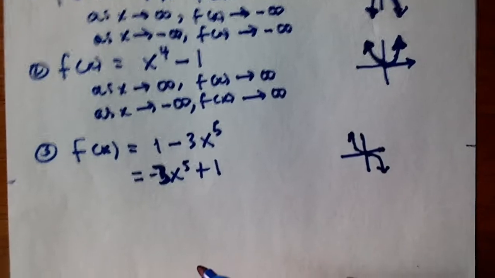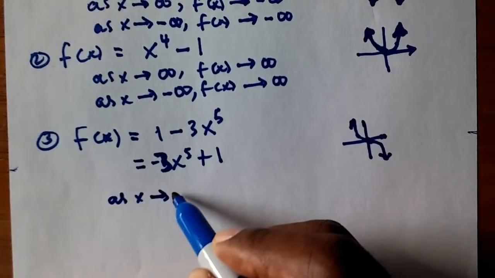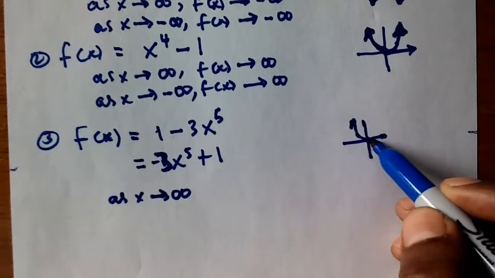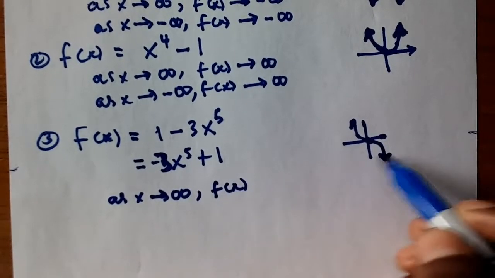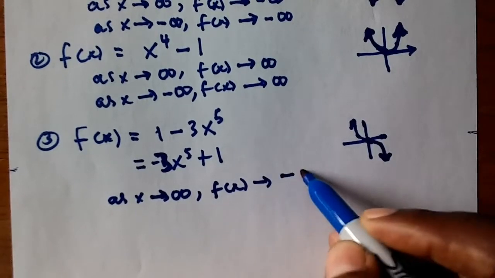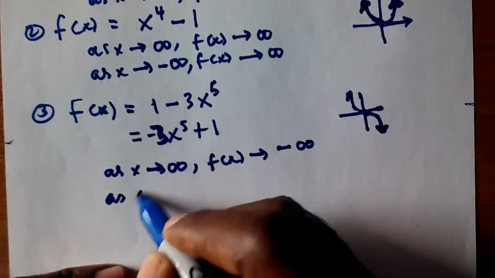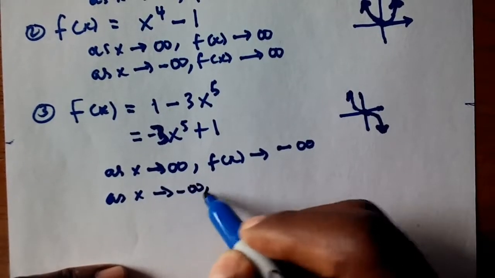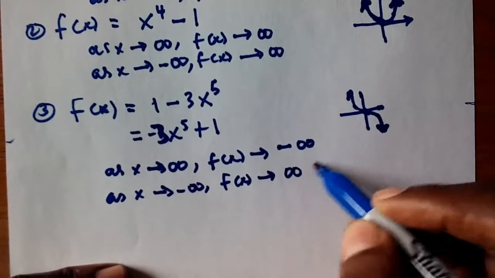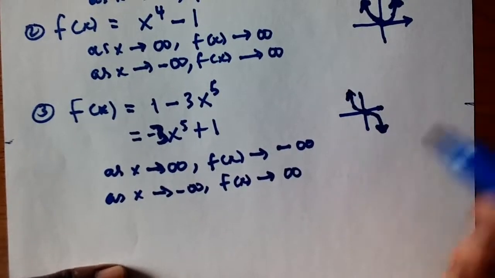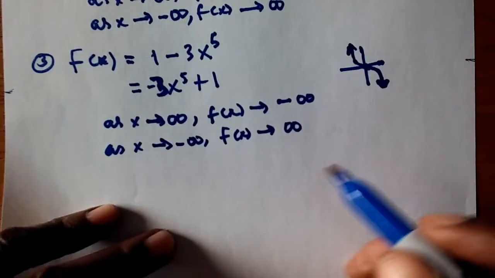So we can say that as x approaches infinity, f of x is going down to negative infinity. And as x approaches negative infinity, f of x is going to be approaching positive infinity. So it's going to be going up. So one more example and we'll be done. It's the last example, number 4.